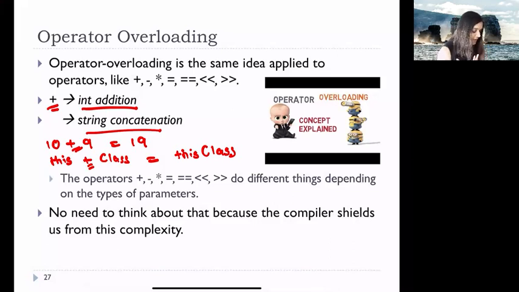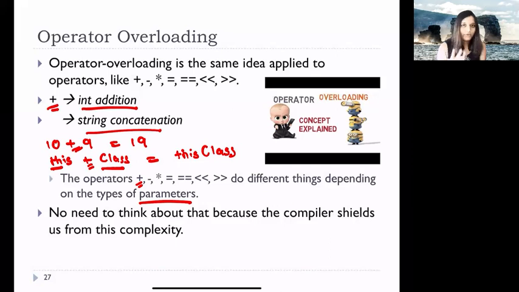So if we have a version of plus where we pass ints, it would do one thing: it will give you the result as the addition of two different numbers. While if you give the parameters as strings, then it will perform differently. It's doing a different task where it's concatenating two strings. And this is operator overloading.